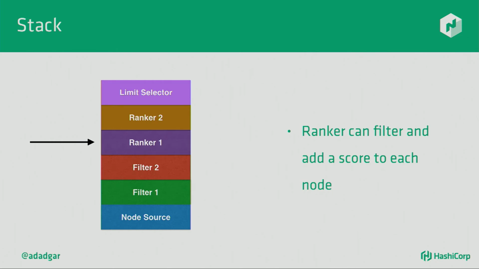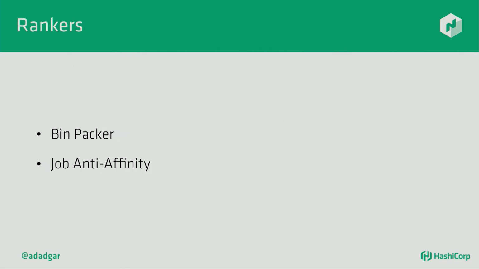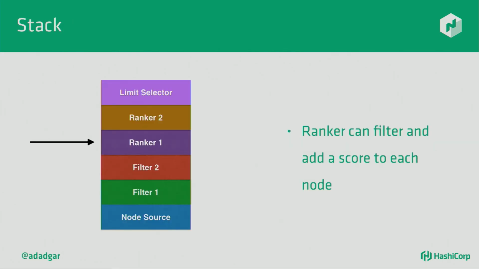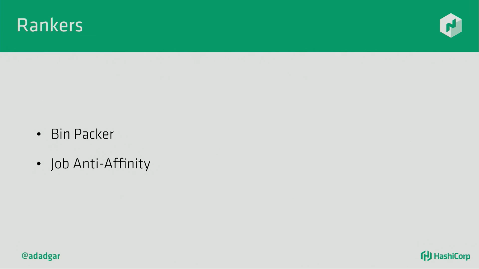So what we do is we leave the filtering steps of the iterator, and we enter the ranking steps. The ranker can also filter nodes, similarly to the filters, where it looks at the node and decides to drop it or let it through on to the next iterators. But what it can also do is annotate the node with a score. So the two rankers we have right now are the bin packer and a job anti-affinity ranker. And more likely will come.